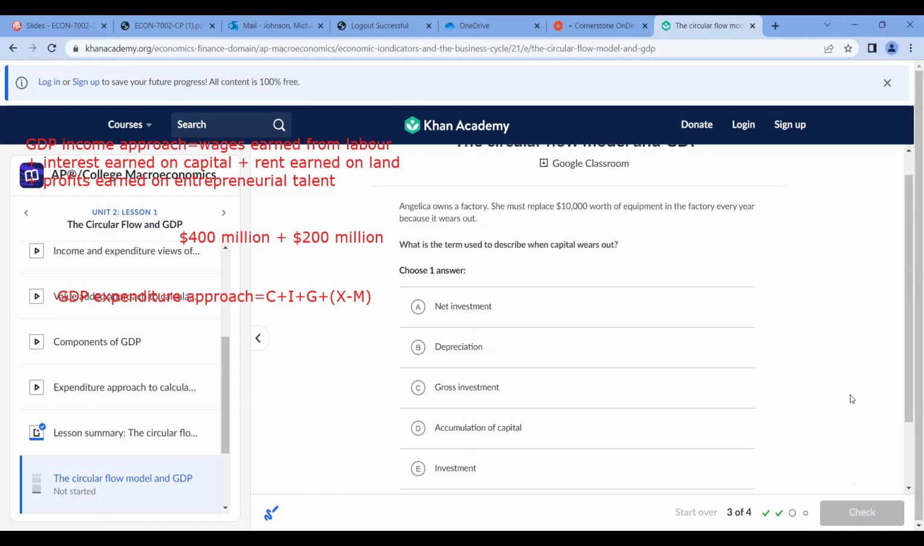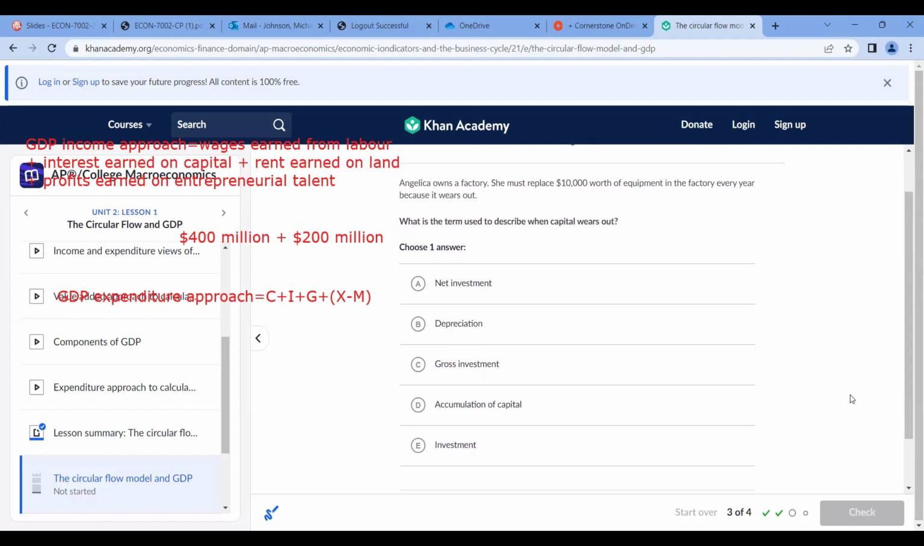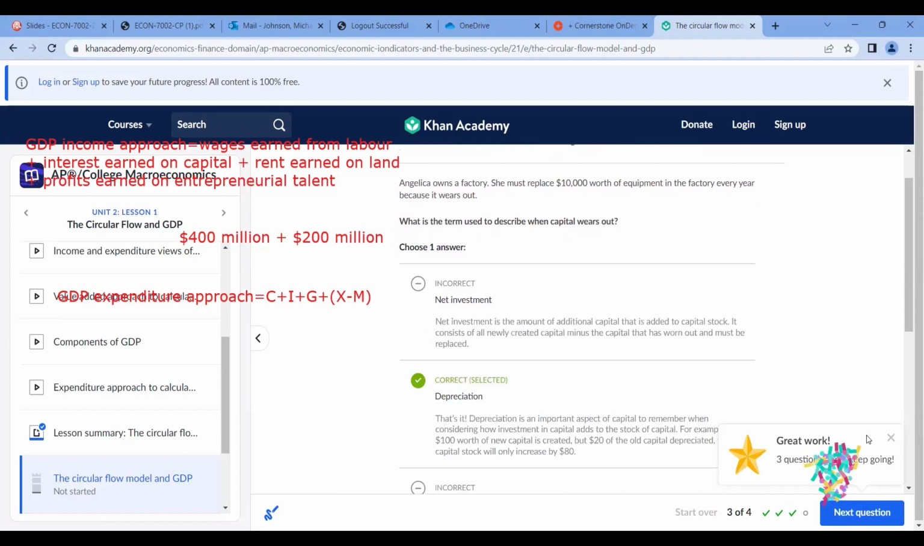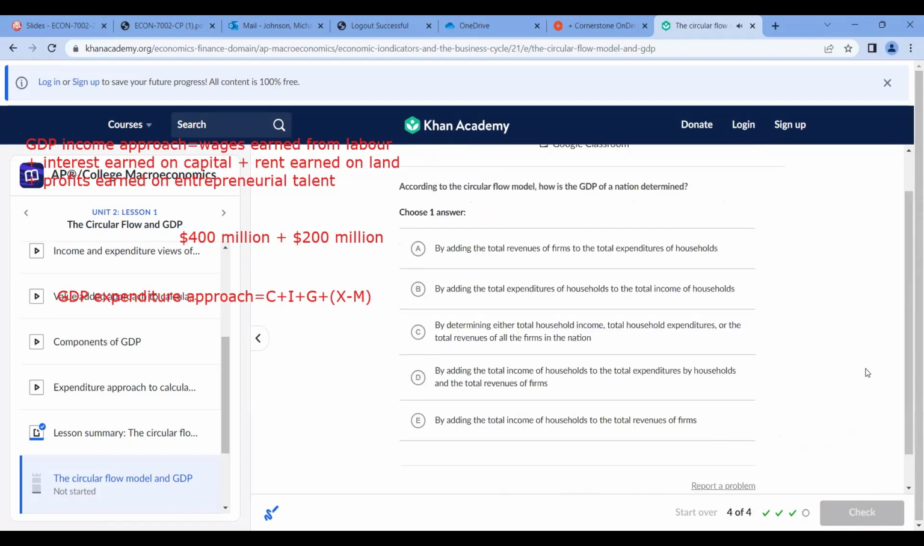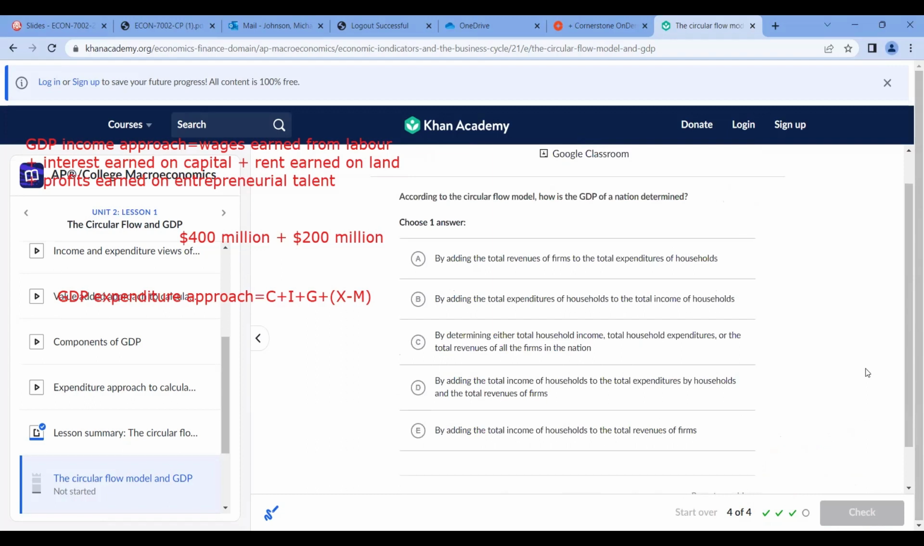So Angelica owns a factory. She must replace $10,000 worth of equipment in the factory every year because it wears out. What is the term to describe when capital wears out? Depreciation. Yes, good job. Then, according to the circular flow model, how is the GDP of a nation determined?